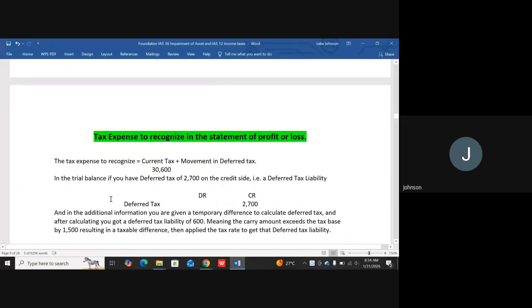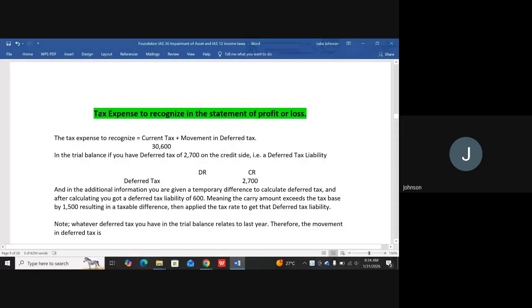So let's look at the tax expense to recognize in the statement of profit or loss. The tax expense to recognize is the current tax that is calculated, plus the movement in deferred taxes. Current tax that you've calculated, plus the movement in deferred taxes.